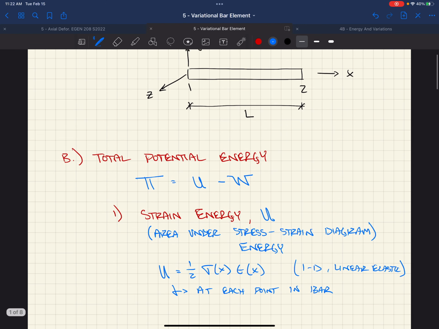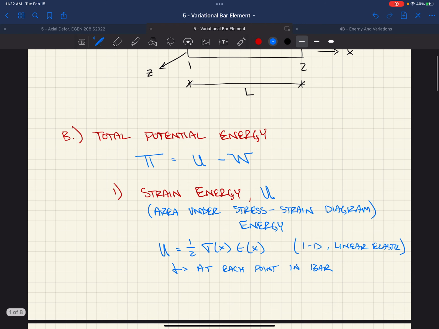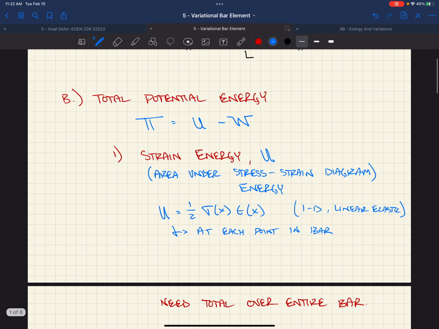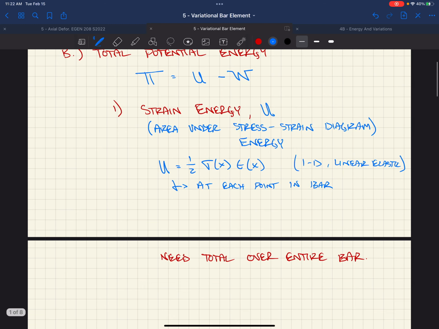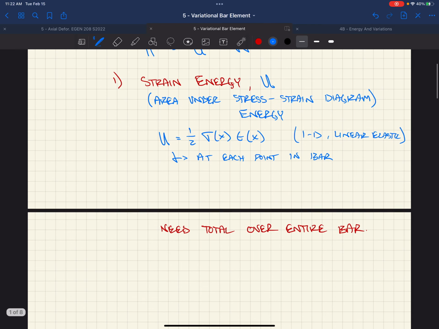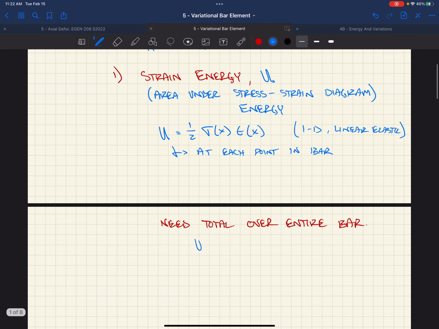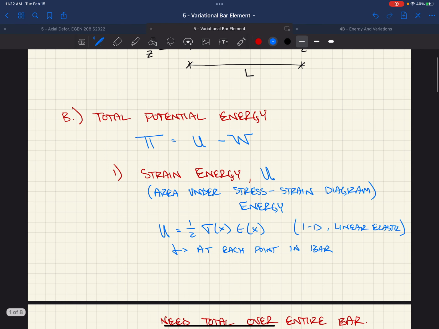Every point along that bar at some dx or dl would have some sort of strain energy associated. One half times the stress at that point times the strain at that point would give you the strain energy at any point in that bar. Well, we need the total over the entire bar. So we want the total strain energy of the system, that is our total potential energy.